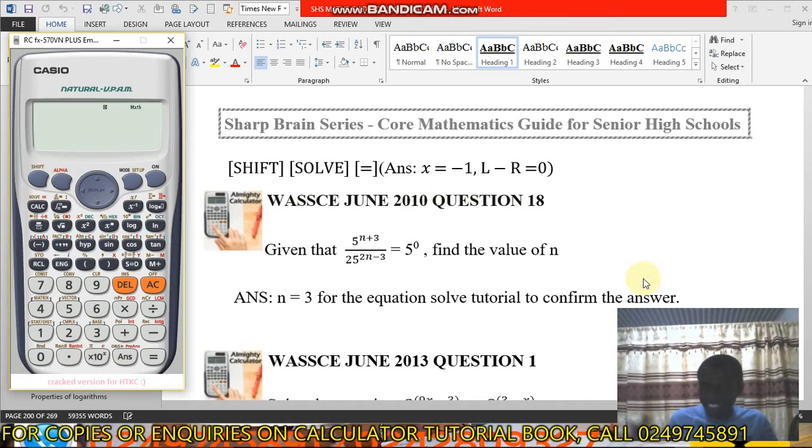Maths is fun. Maths is cheap. Why? Because your FX 991 calculator is with you. You have no doubt to get A1 in mathematics.